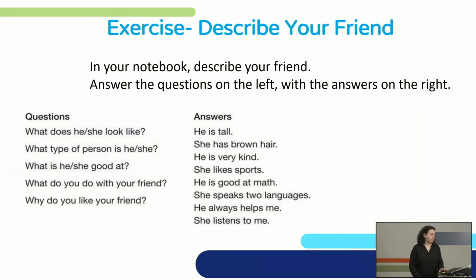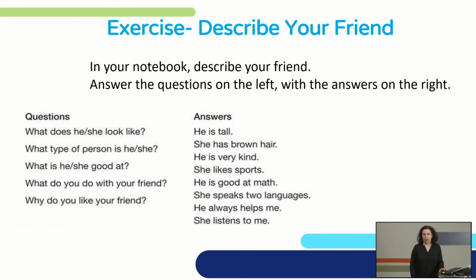Now, describe your friend. In your notebook, describe your friend. Answer the questions on the left with the answers on the right. Let's see what questions we have here. What does he or she look like? What does your friend look like? Is your friend tall? Is your friend short? Is your friend skinny? Does your friend have muscles?